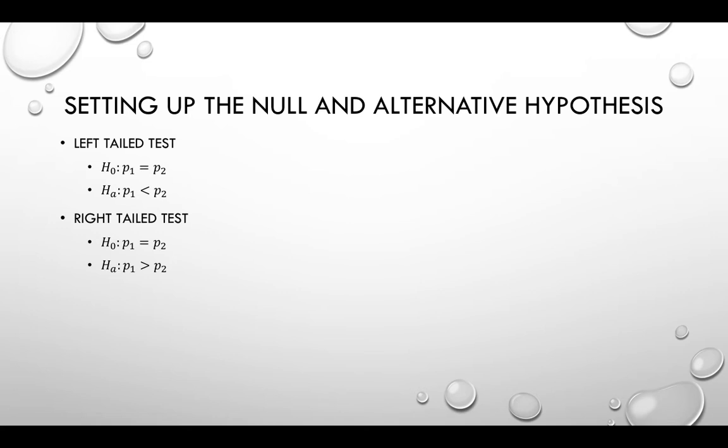The alternative is P1 greater than P2. So for the example I've been using, this is saying that men prefer chocolate ice cream more than women. And finally, our two-tailed test, the null, again, P1 equals P2, and the alternative P1 is not equal to P2. So this is saying that men and women do not prefer chocolate ice cream in the same proportion.